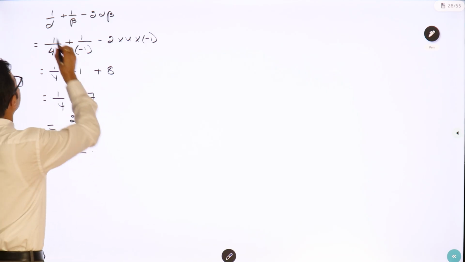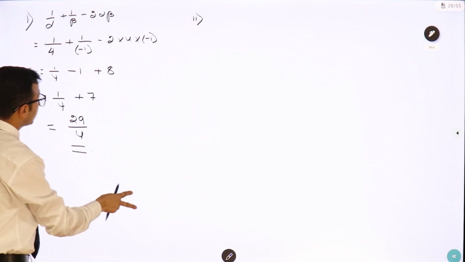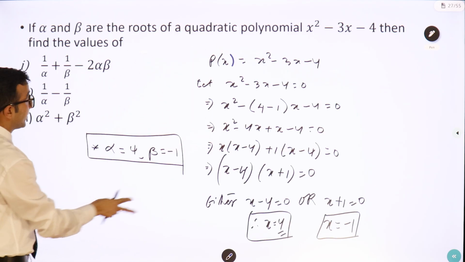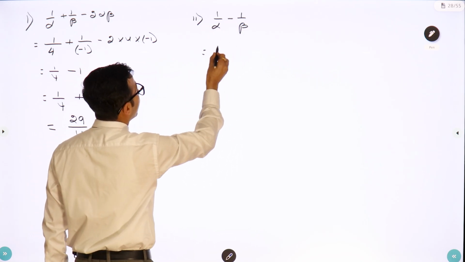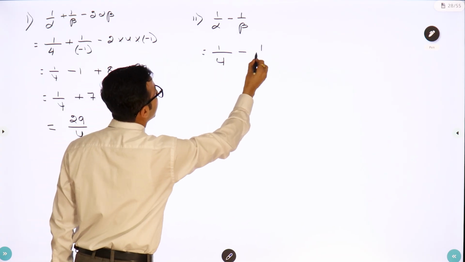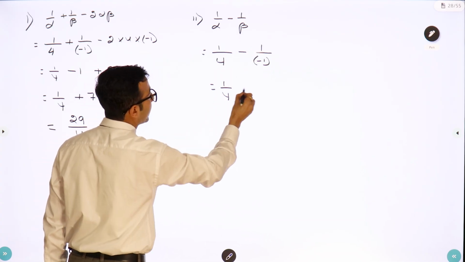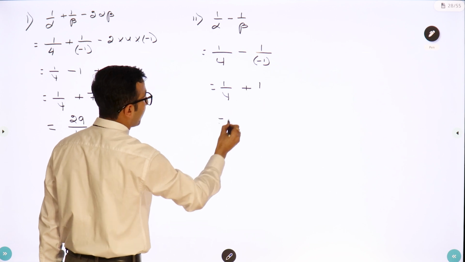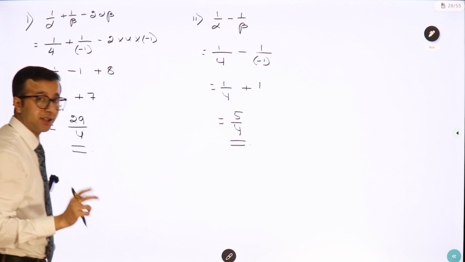And the second problem is 1 by alpha minus 1 by beta. Again, in place of alpha we put 4, and in place of beta there is minus 1. So we get 1 by 4 minus into minus, plus 1. 4 ones are 4 plus 1, 5 divided by 4. This is the solution of the second one.